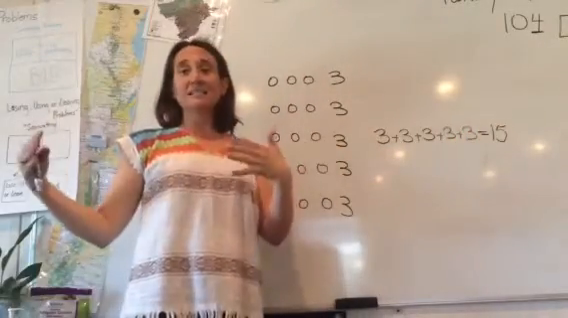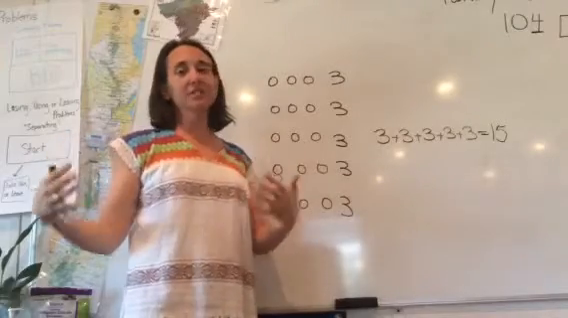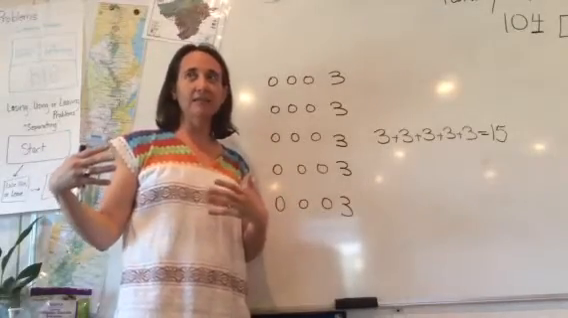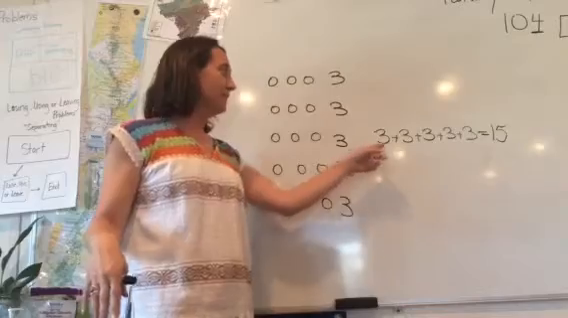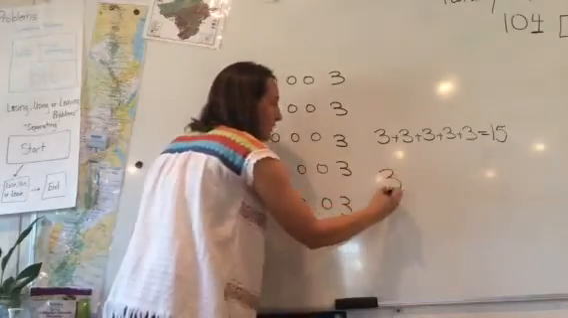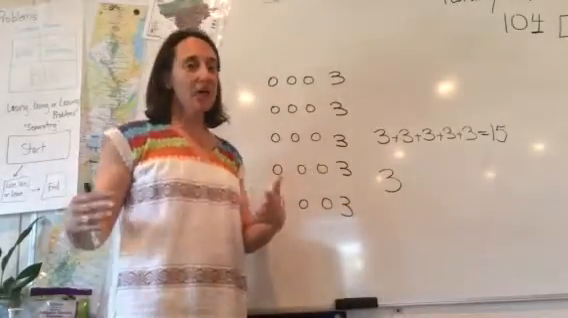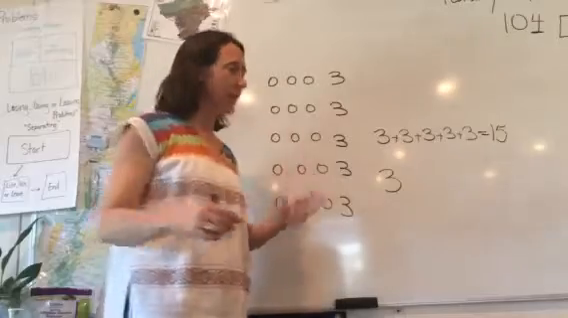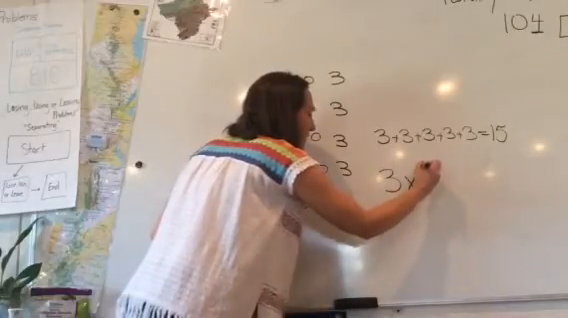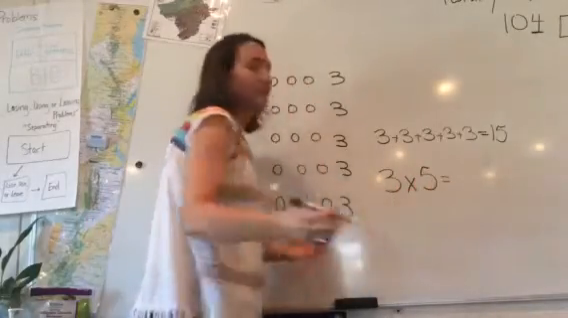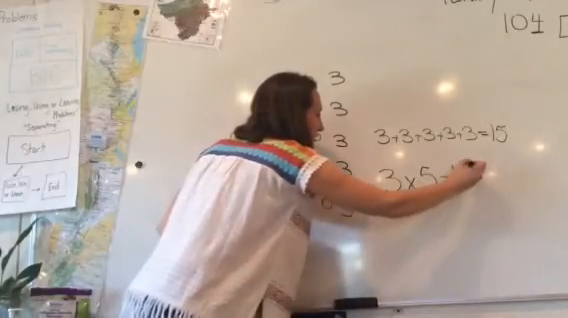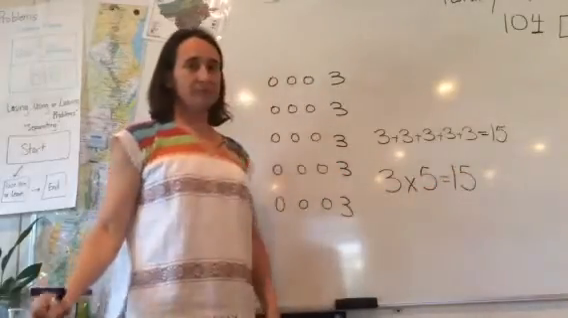We start to get to learn how repeated addition is just the same thing as multiplication. In this case, we did 3 and we did it 5 times. So we could say we're going to take 3 and do it 5 times, and we're going to get the same answer, which is 15.